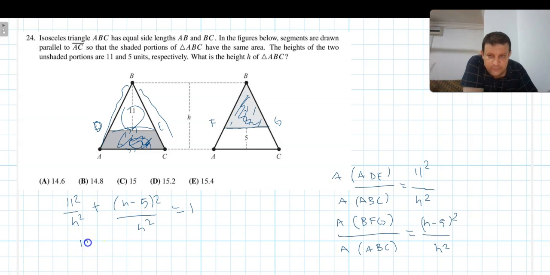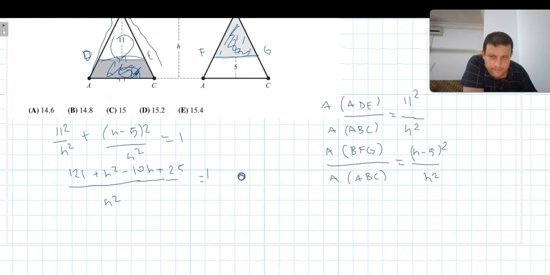11 squared is 121 over h squared, plus h squared minus 10h plus 25 equals 1. In this case, we can do cross multiplication. So a little bit difficult now.